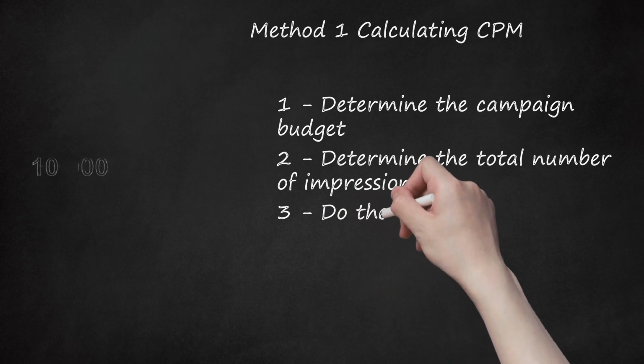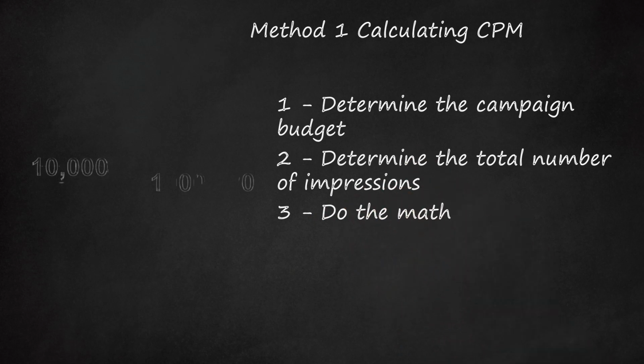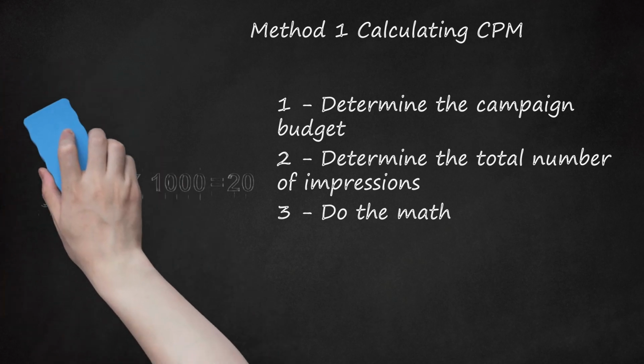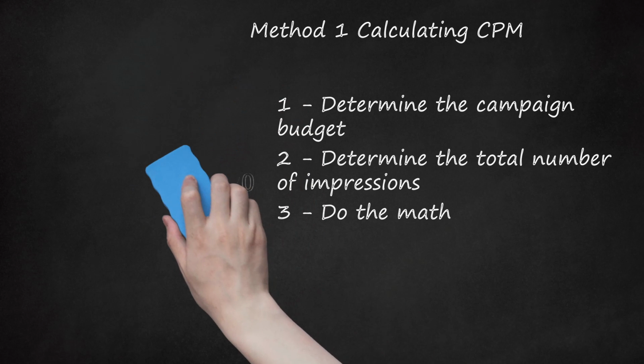3. Do the math. The cost of the campaign divided by the number of desired impressions, multiplied by 1,000. $10,000 divided by 500,000, times 1,000, is equal to 20. This company would spend $20 per 1,000 impressions on their ad campaign with a budget of $10,000.